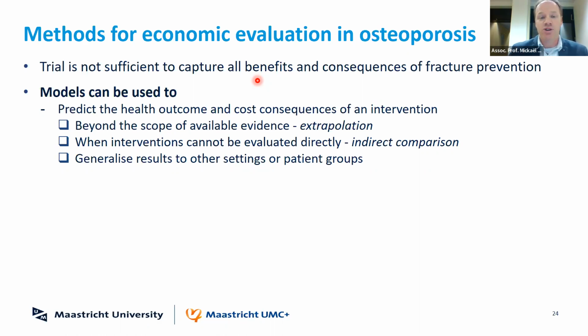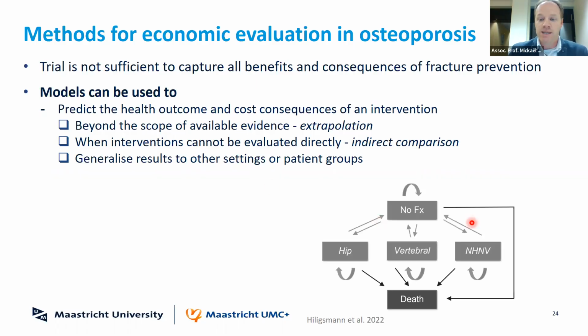And that's why we need to use some techniques, some modeling techniques, to really predict the long-term consequences of fracture prevention. And thus we use economic model to predict the health outcome and the cost consequences beyond the duration of the trial, beyond the scope of available evidence. And we also need models to compare interventions that are not directly compared in trial. So we often use indirect comparison in economic model. And we also use economic model to generalize results to other settings or patient groups.